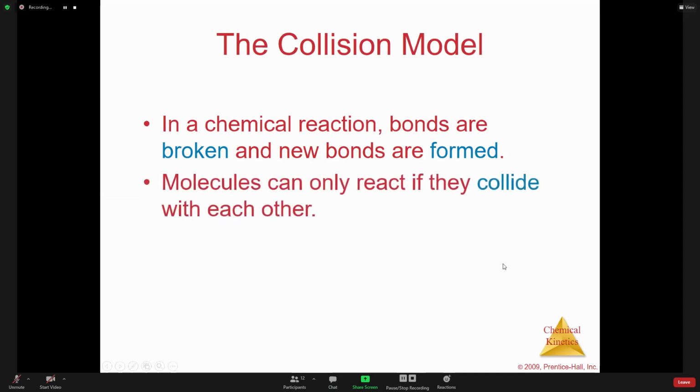So when we're talking about increasing the collisions, right? The beginning of the chapter was like more collisions: put it in a smaller container, add more reactants, increase surface area, things like that, add a catalyst. And we'll talk about the catalyst on Friday. So they need to collide, bonds are always broken, new bonds are formed.